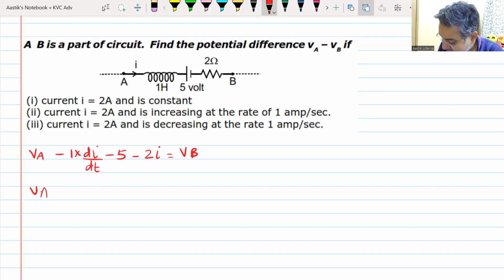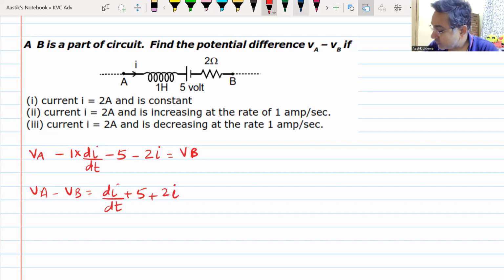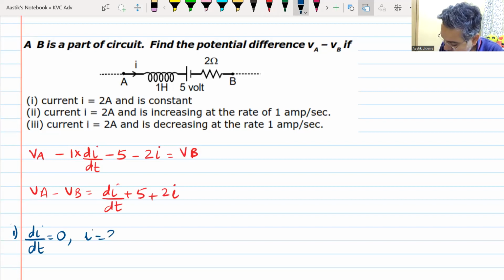So I can write VA minus VB as L di by dt plus 5 plus 2I. In case number 1, di by dt is 0. I is 2 amps. So my VA minus VB becomes 9 volts.